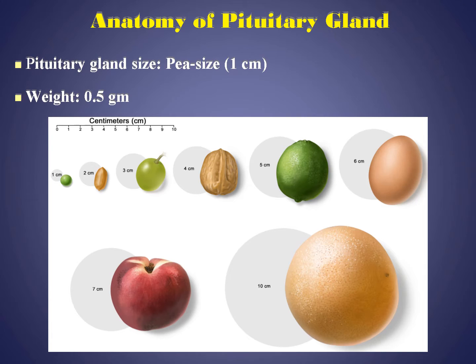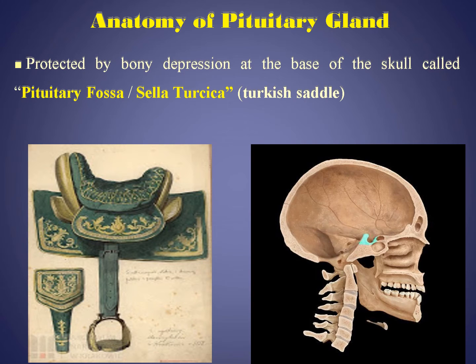According to the size of the pituitary gland, we have here many sizes. To imagine the size of the pituitary gland, it's pea size, which is the first vegetable piece here. It's just 1 centimeter in diameter and 0.5 gram in weight. It's a very, very delicate, small structure that can be easily injured. And because of its important function, the pituitary gland is protected by a bony depression at the base of the skull. It's called the pituitary fossa or sella turcica. It looks like a Turkish saddle, as the figure shows.